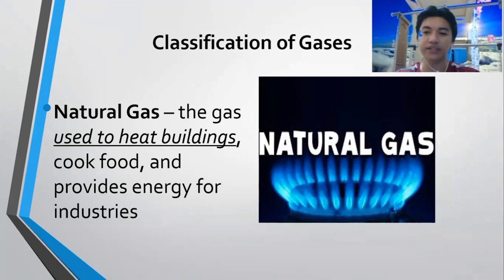First, the natural gas. The gas used to heat buildings. It is also used for cooking and provides energy for industries. A good example are butane and propane. Some of you are already using the butane, isn't it? You buy it at 7-Eleven. They make up a small proportion of natural gas and become liquids when placed under a large amount of pressure.